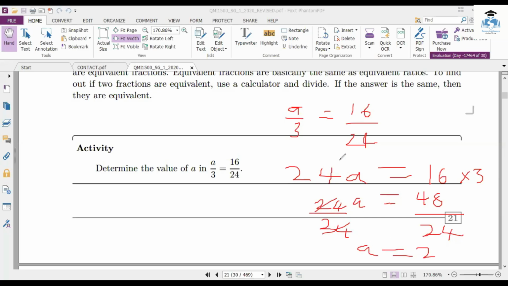The other way also is that you just reduce this one as well. What is the highest common factor of 16 and 24? That's 8, right? So both over 8, this is 2 over 3. So meaning to say if the bases are the same, A is equal to 2.